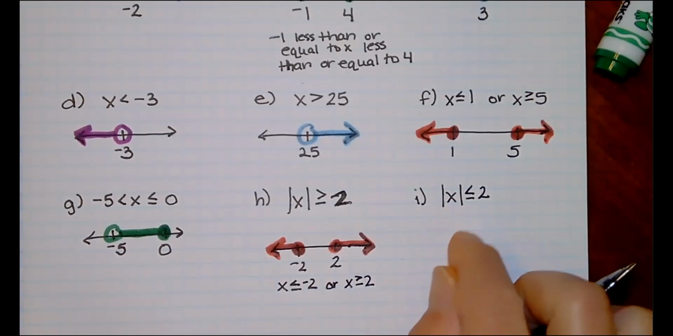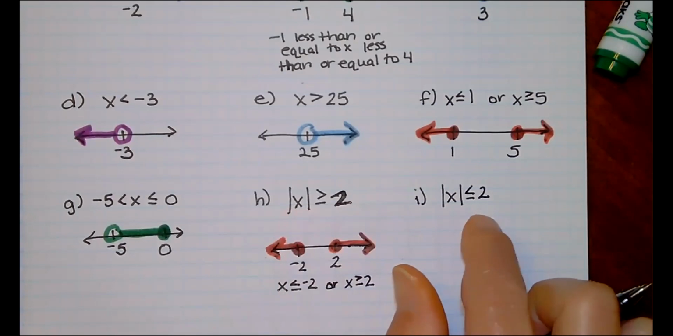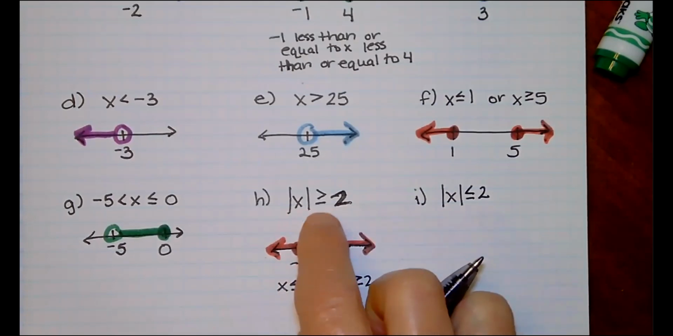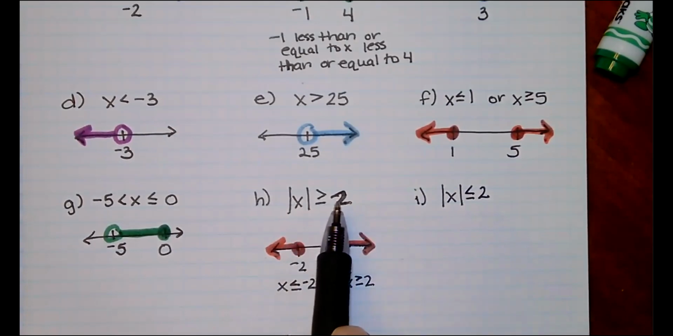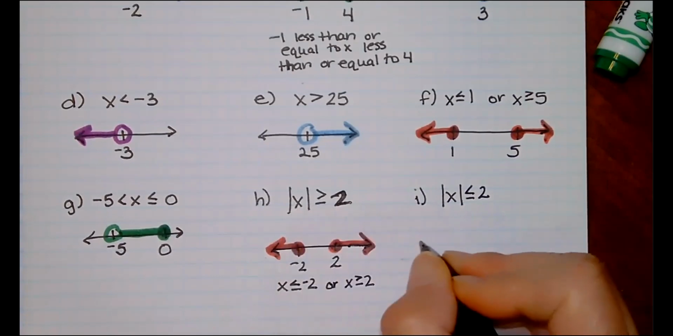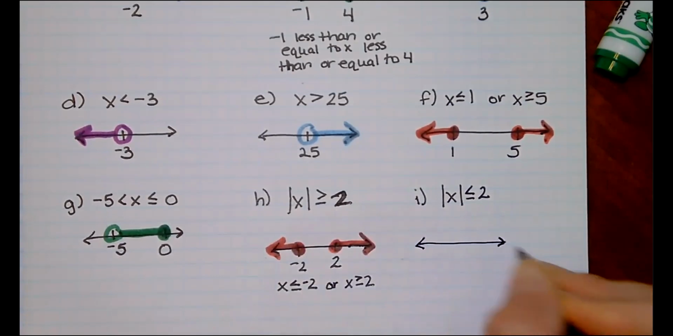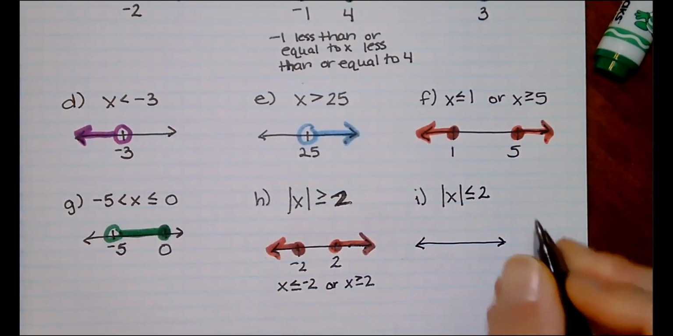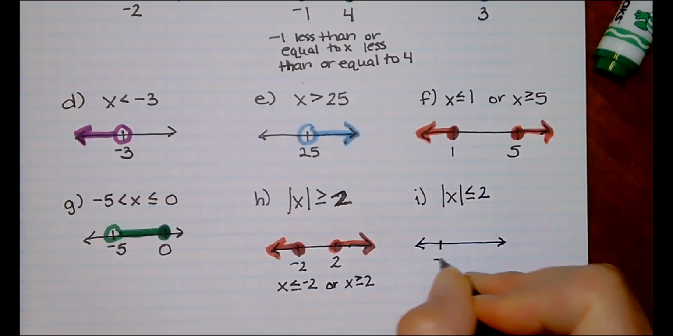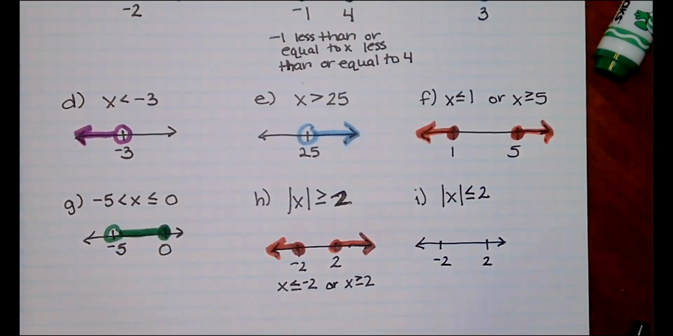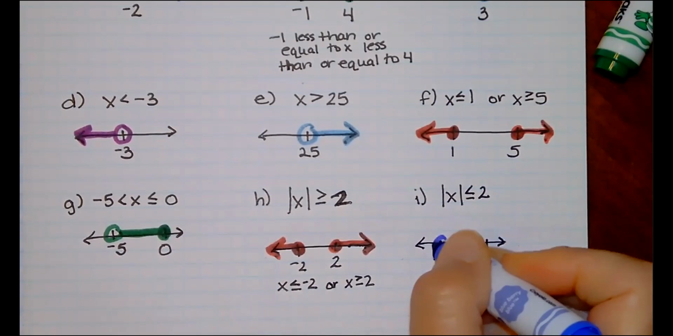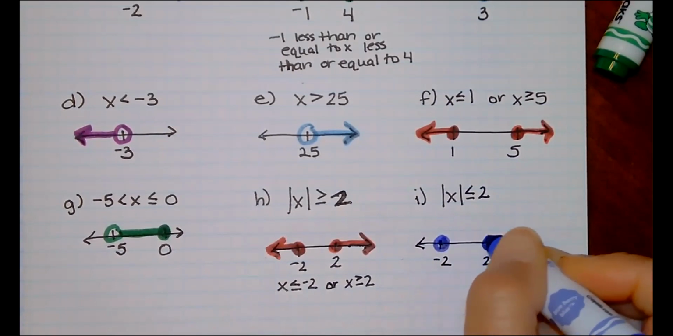So when I'm doing this one over here, they look very close to the same thing, but here I want the numbers that are going to make this true, where I want numbers that are equal to 2 when I take the absolute value of them, or bigger than 2. Over here, I want numbers that are equal to 2 or less than 2. So again, I know I'm going to have a -2 and a 2. So let me put closed dots at -2 and 2.